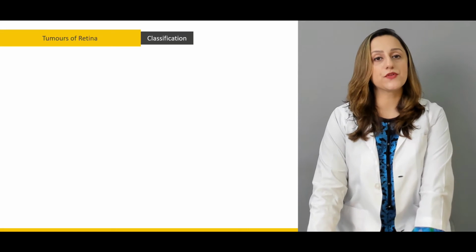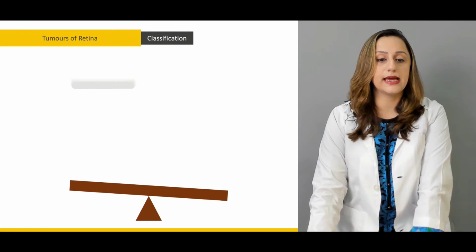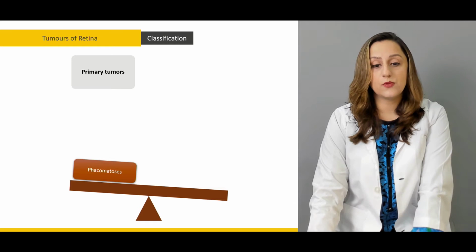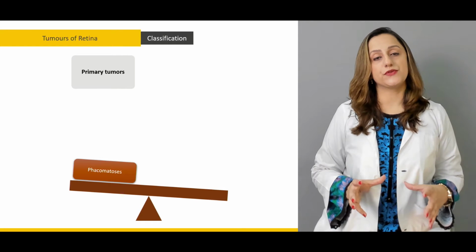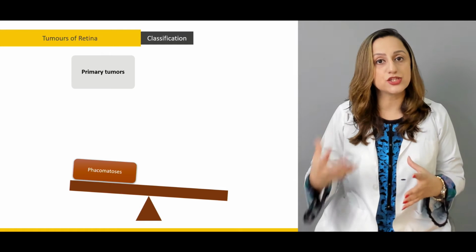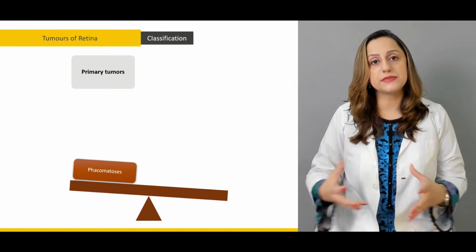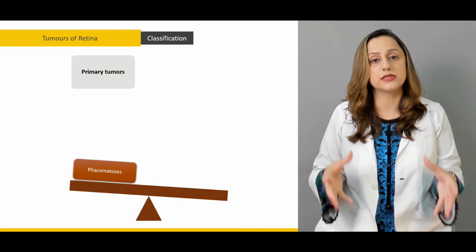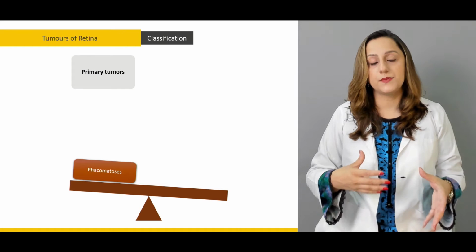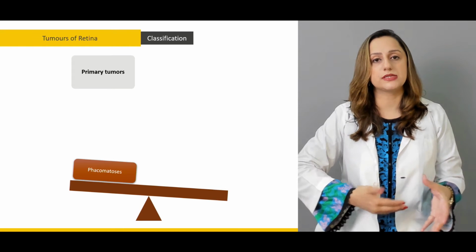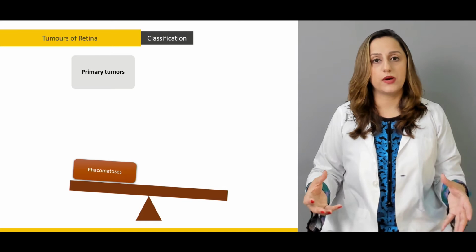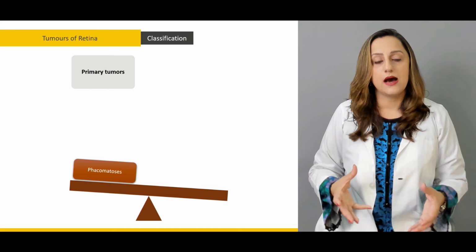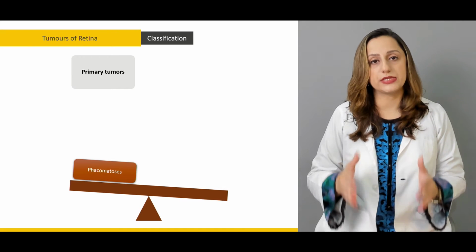The tumors of the retina can be classified into primary tumors of the retina. Whenever we say primary tumors of the retina, it means that the tumor has not traveled from some distant area of the body. It is primarily arising in the retinal structures, whether it is the pigmentary layer of the retina, the sensory layer of the retina, or the ganglion or neuronal cells. Whatever the case may be, it is primarily arising in the retina.